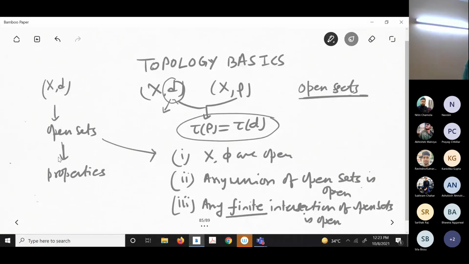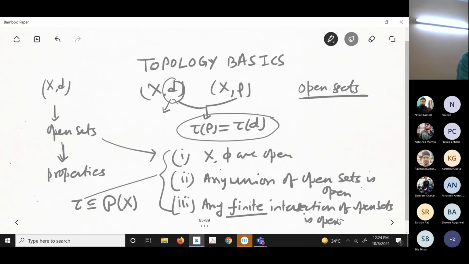And I am saying from properties, suppose I have a family of sets. I'm writing tau. So tau is a subset of the power set of X. That means tau is a family of subsets of X. And suppose that family tau satisfies these three things. That means X and phi are in tau. Any union of members of tau again is in tau. And any finite intersection of members of tau is again in tau.